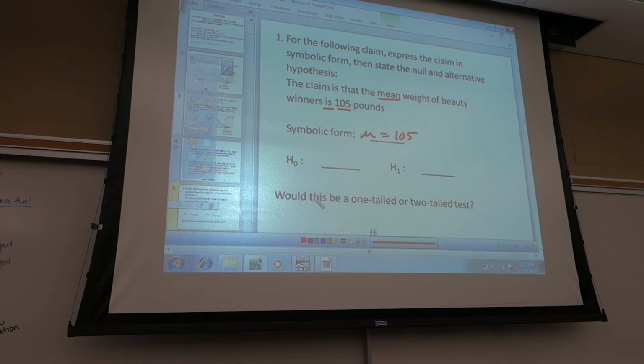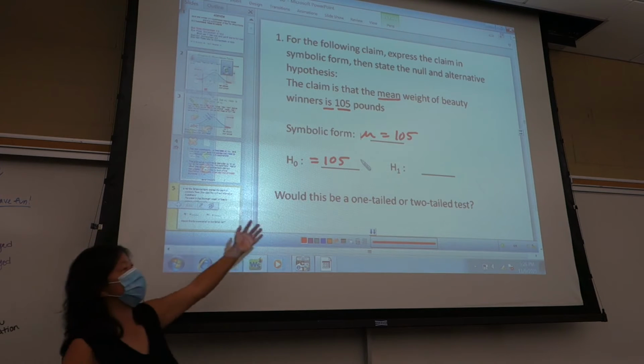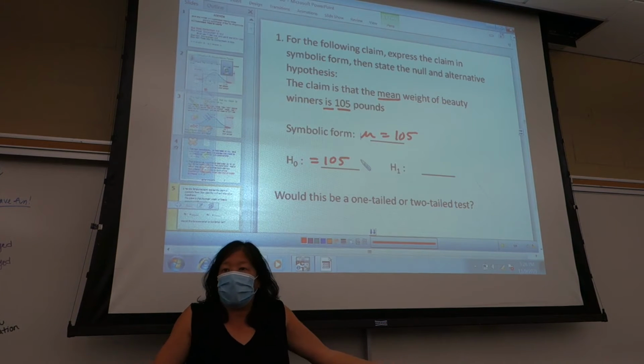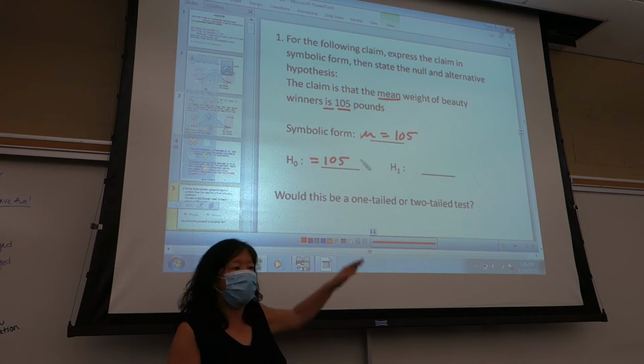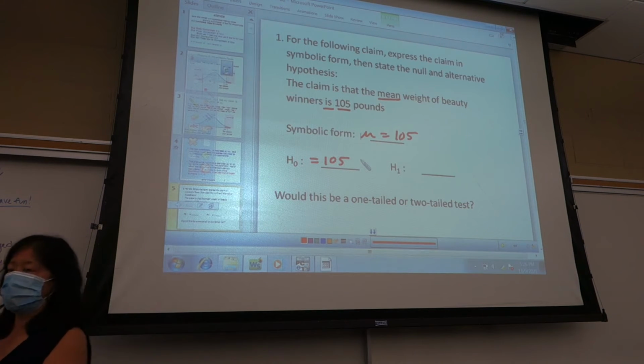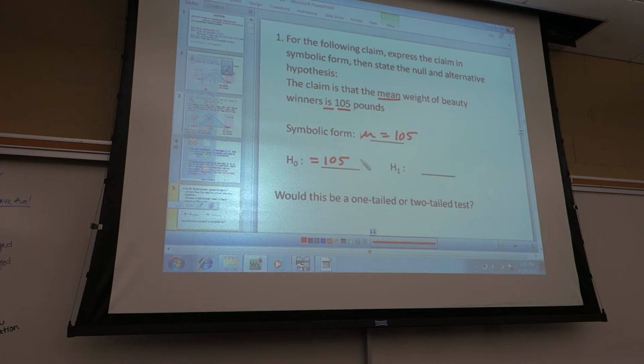So H naught is mu equals 105. Do not put this. That doesn't mean anything. H naught, my hypothesis is equals 105. What equals 105? You have to say what equals 105. So your hypothesis should always start with mu or p in these units, in these chapters. So make sure you don't leave out the mu. The mean is 105.